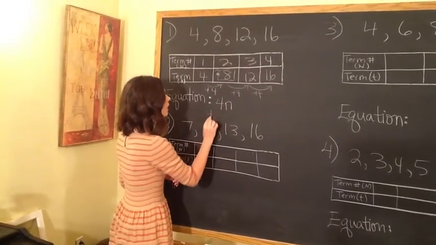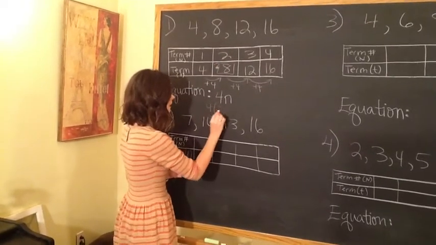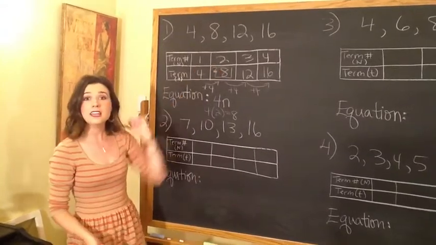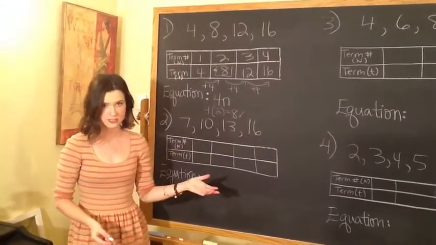We'd put 4 and then in the place of n, we'd put 2 because this is our second term. And then we're going to get 8. And is that the term that we have here? Yes, which is good. This kind of just shows us that our formula works.